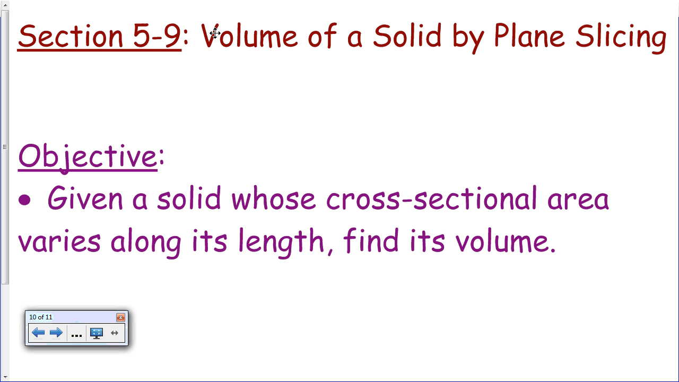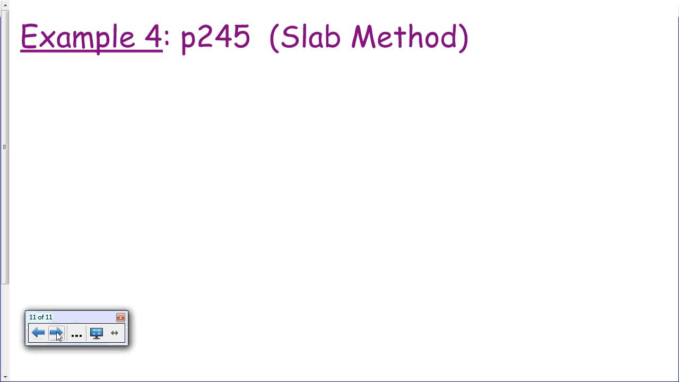And that's the key for this whole process, that if you're going to use solid by plane slicing, the cross-sections have to be uniform. All right, so let's take a look at an example that illustrates this.